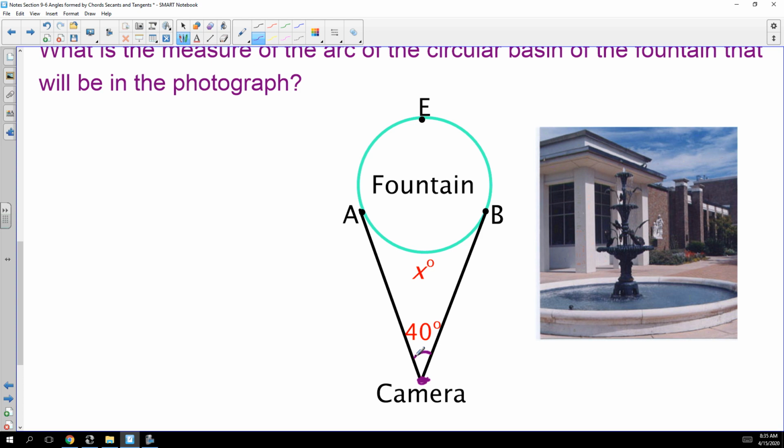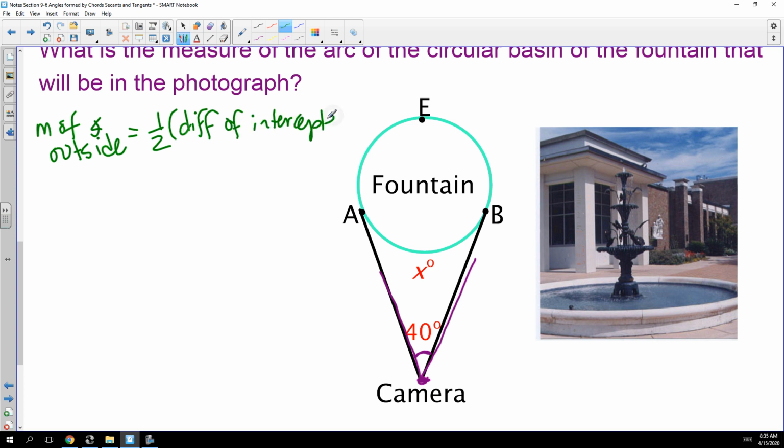So again, think about the angle. The angle is formed outside the circle, right? So that means that the measure of the angle outside is going to be equal to half the difference of the intercepted arcs, right? Okay, but the problem is we don't know what this other arc is, right? We're not sure what is the value of this arc for the measure of arc AEB. So somehow we're going to have to represent that.